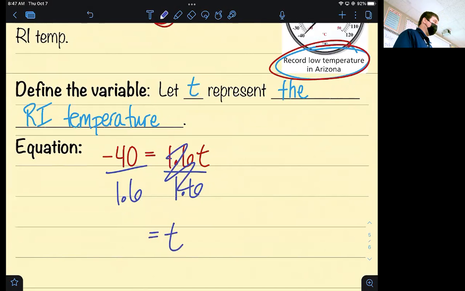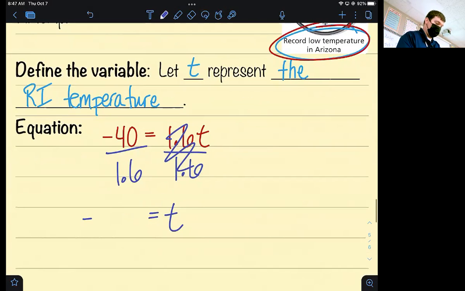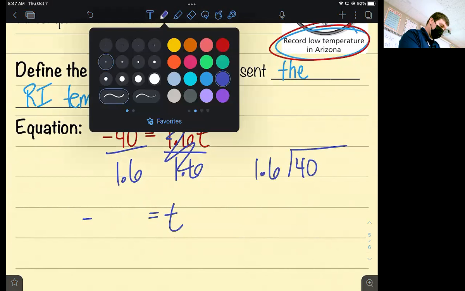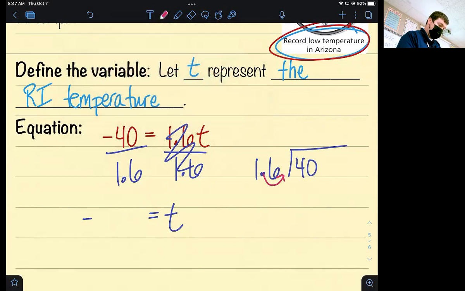And then what's a negative divided by a positive? Negative. And I'm going to have to do some long division here. Top dog gets the house. 40 divided by 1.6. Can the outside number be a decimal? No. So slide it over once, make it 16. Slide this one over once to make it 400. Now I'm doing 400 divided by 16.